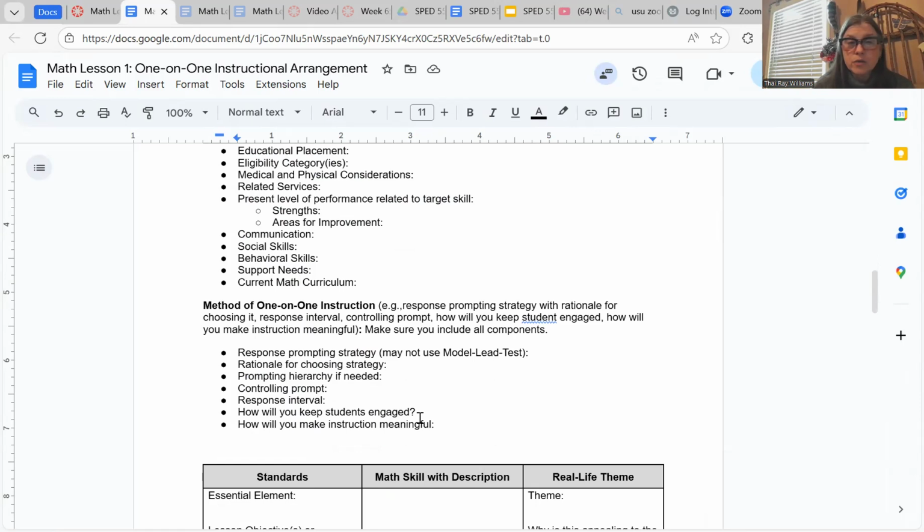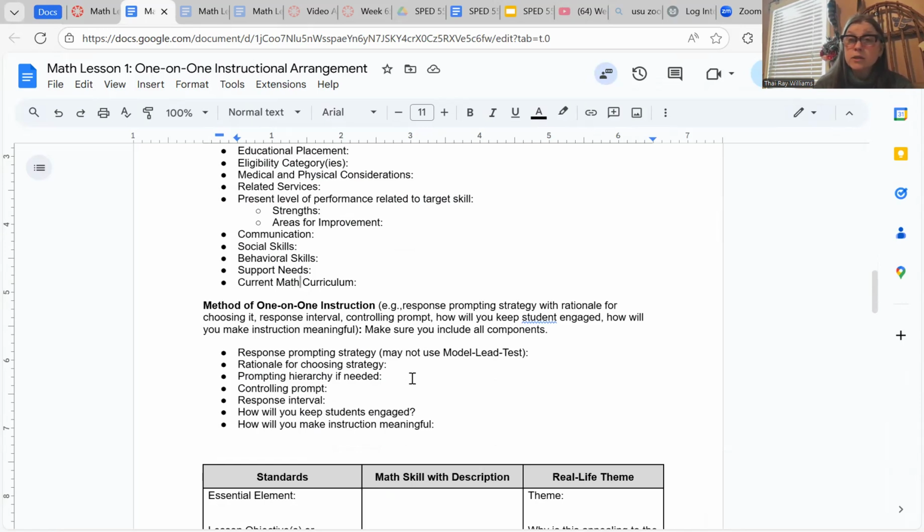Next, you're going to talk about your one-on-one method of instruction. So I need to know your response prompting strategy, and you may not use model lead tests. You get tons of practice through your observation and your past classrooms for model lead tests, so we want to use one of the strategies we've been learning in this class. And then what is your rationale for using that strategy? You can always go back and look at our PowerPoints for that strategy to see what your rationale may be, or the readings from the week.